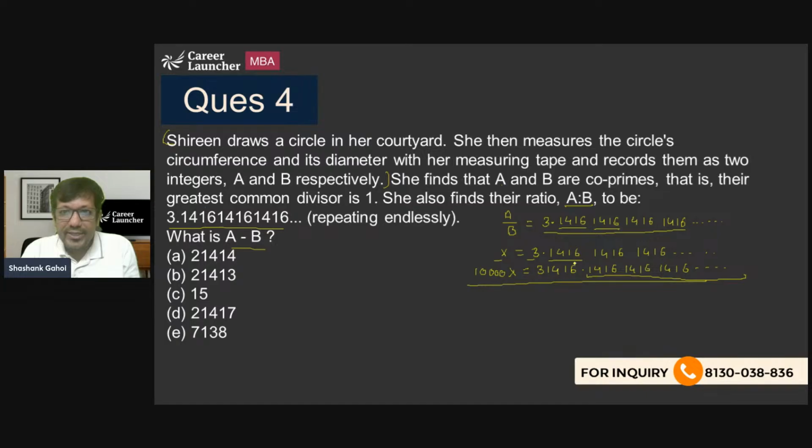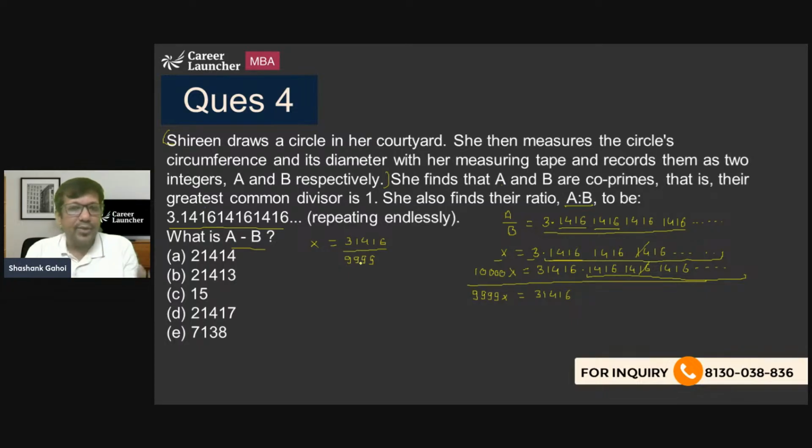Now, if I subtract, you see the decimal part here and the decimal part here is exactly the same. So I'm going to cancel out the decimal part. So what I'm going to get is 9999x, and that is equal to 31416. Now, what is the value of x I'm going to get? That is going to be 31416 upon 9999. And this is the value of A by B.